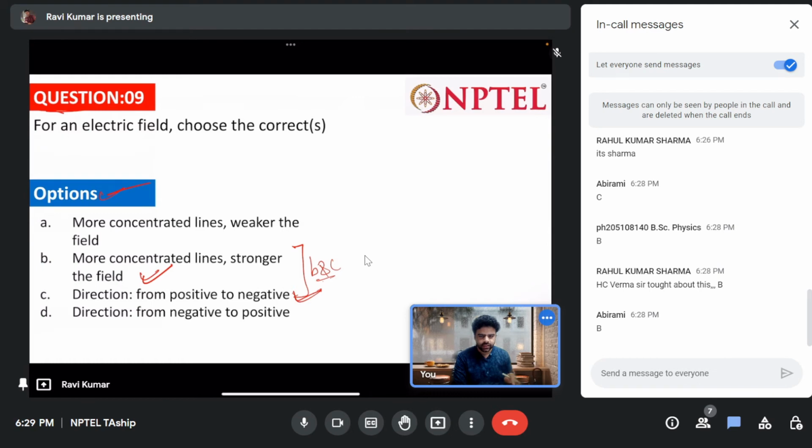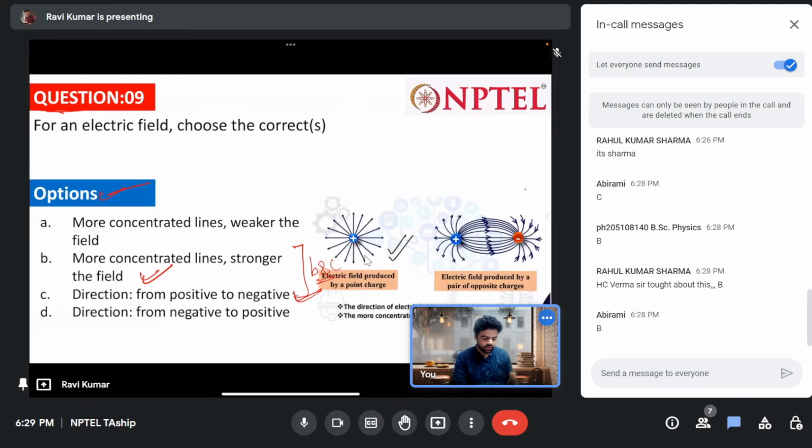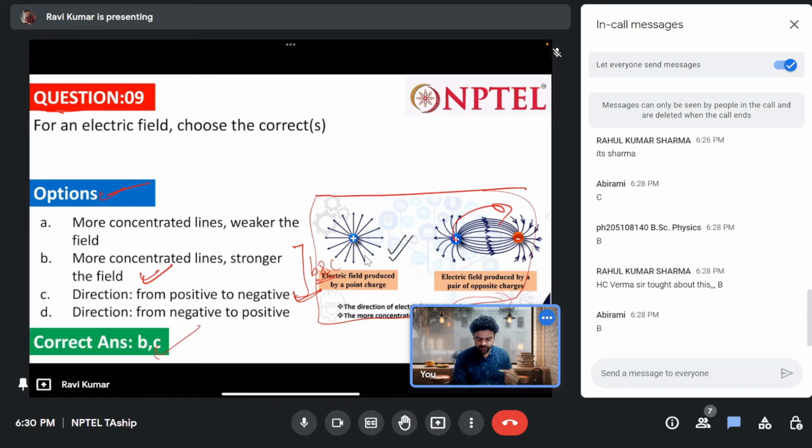B and C, okay. For your kind information, this is the snap from the lecture only. You can see the direction of electric field is given by arrows. These are from positive to negative. And the more concentrated lines, the stronger is the field. Yes, correct answer is B and C.